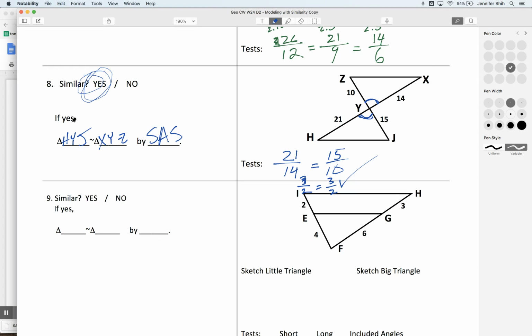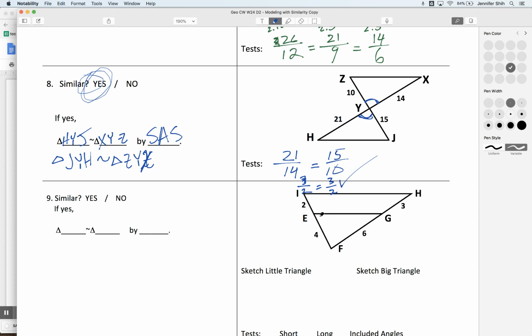So if your answer has H corresponding with X, Y corresponding with Y, and J corresponding with Z, there's actually two options. There's only two options here. You have to have one of these two answers. Oh, that's not it. X. Okay, by side angle side.